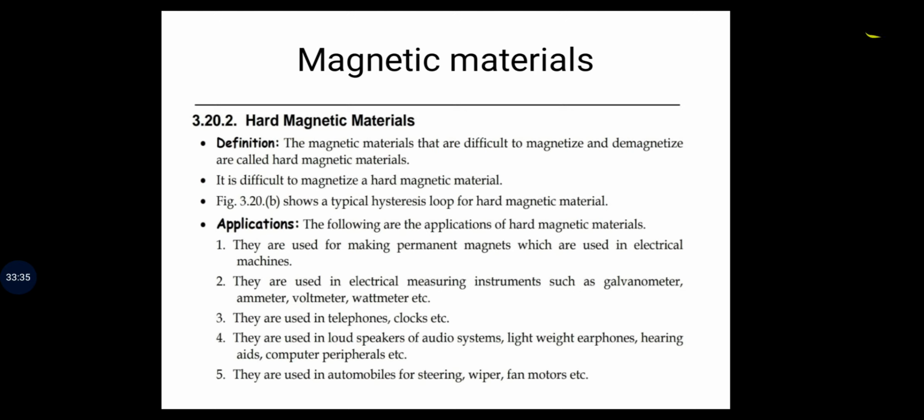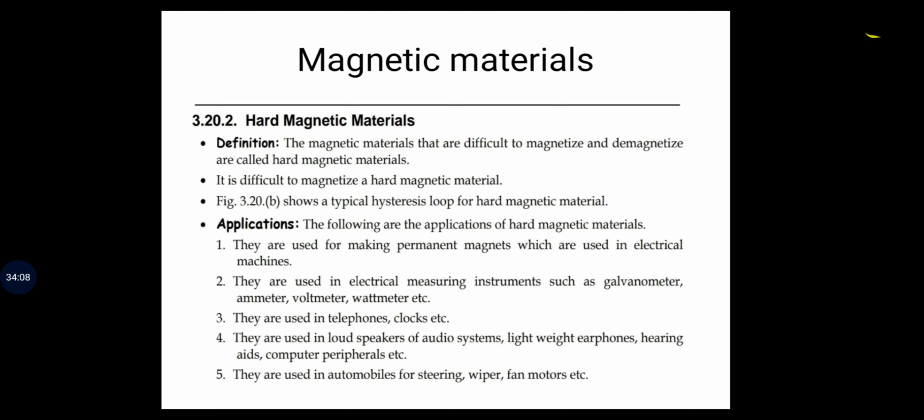Next we are discussing hard magnetic materials. The magnetic materials that are difficult to magnetize and demagnetize are called hard magnetic materials.